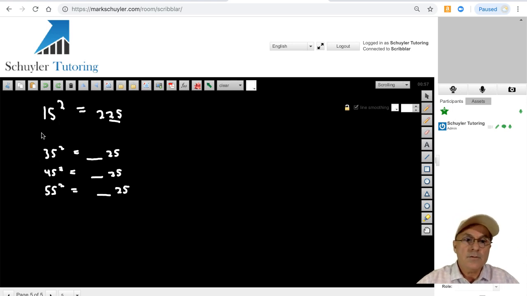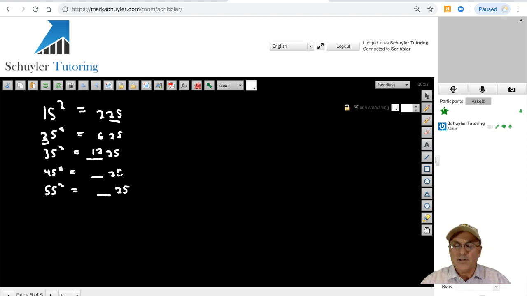Let's go to 25 squared. You already know it's going to end in a 25. But you look at the 2 in 25, and you ask yourself, what number comes after 2 on the number line? It's 3. 2 times 3. The answer for 25 squared is 625. 35 squared? Well, 3 times 4 is 12. So you could say the answer is 1225.